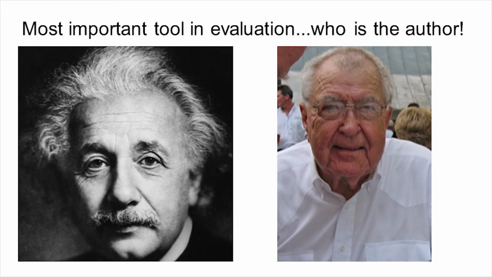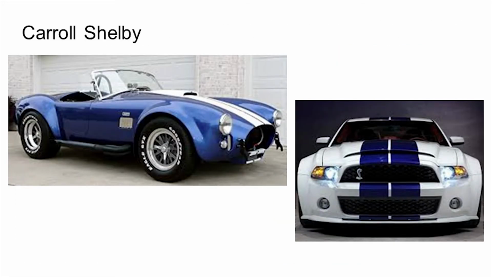Einstein never learned how to drive. And so people have things that they're good at. Just because you're Einstein doesn't mean you're good at everything. And in this case, Carroll Shelby is much, much better and much more knowledgeable about how to make cars go fast. And so always pay attention to who the author is. Because these are two of the cars that Carroll Shelby made, the AC Cobra and the Shelby Mustang.